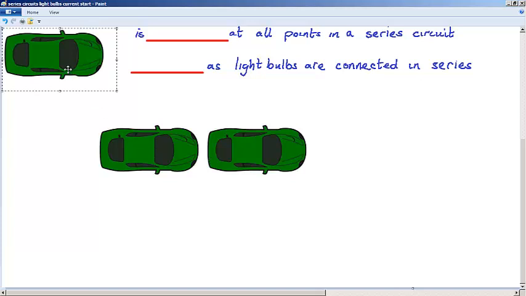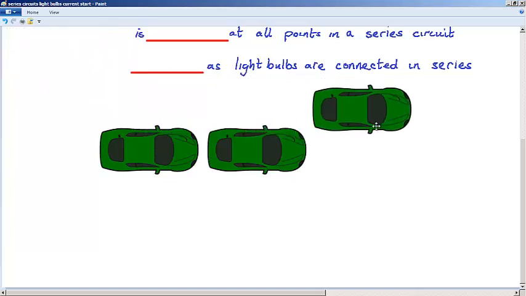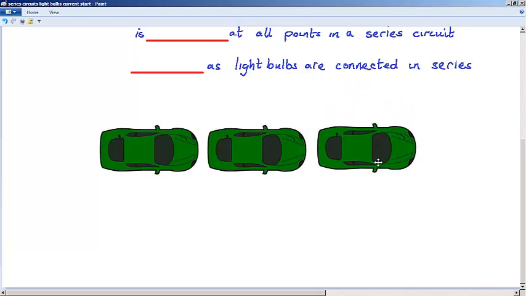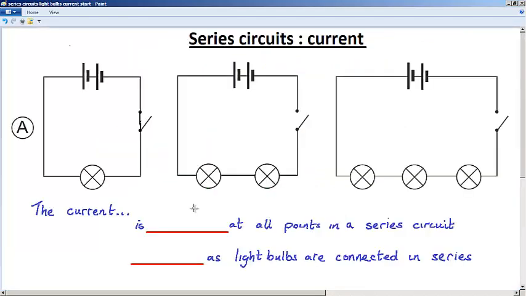Along comes another car. It drives along and it parks again. It parks itself in series, right? Again, parking nose to tail. Well, we can think about the same thing in the components of a series circuit. For example, these light bulbs here are being introduced in series to the circuit. They're being parked, if you like, end to end.